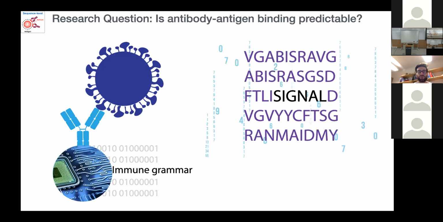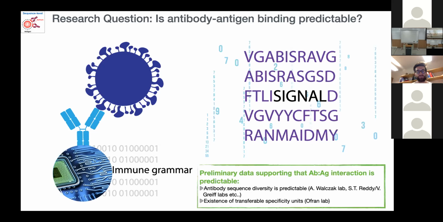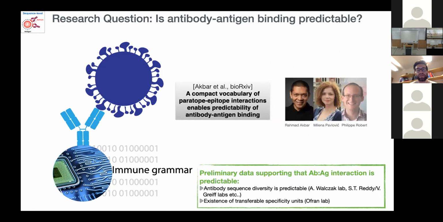So now I'm coming to the third part of my talk, which is on antibody antigen binding prediction, which we are very interested in. I think it's one of the longest standing questions in the field: can we predict antibody antigen binding, and if yes, with what accuracy? This is based on a preprint that has been out for a year now, so I will go quite quickly so I can go to the new research that we have going on in this field.